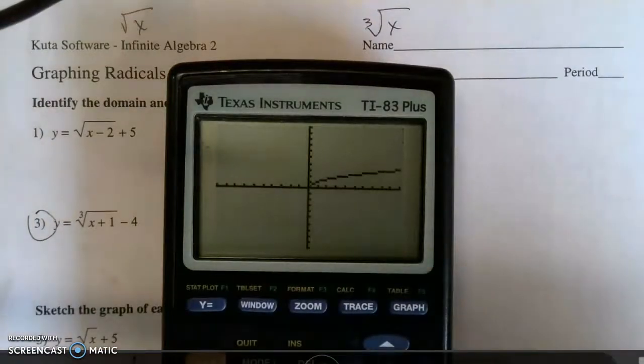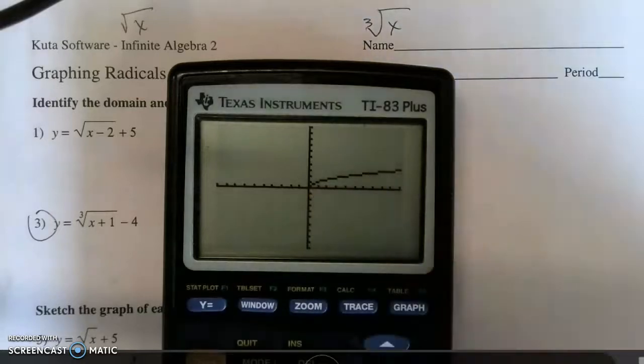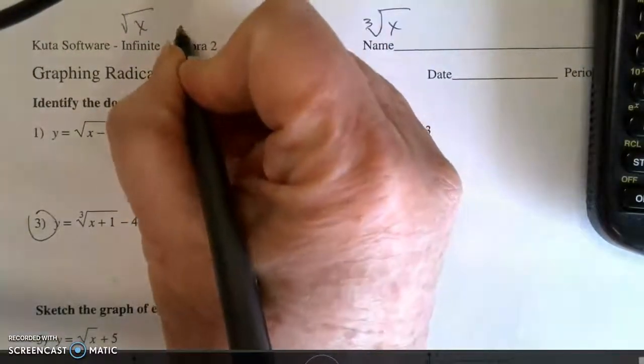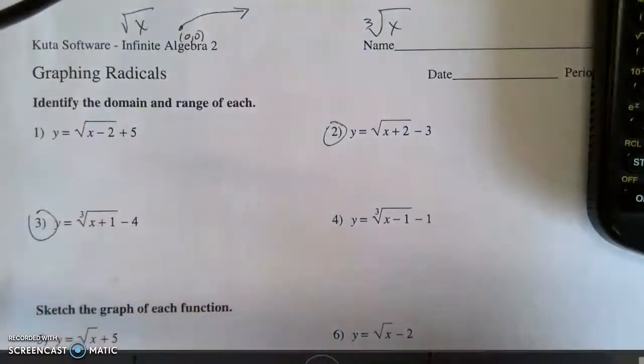And that's what it looks like. It starts at 0, 0, and then it just kind of works its way up. It's like half a parabola that's been rotated. So this is what a square root function looks like. And it starts at 0, 0, and that's with no shifts.